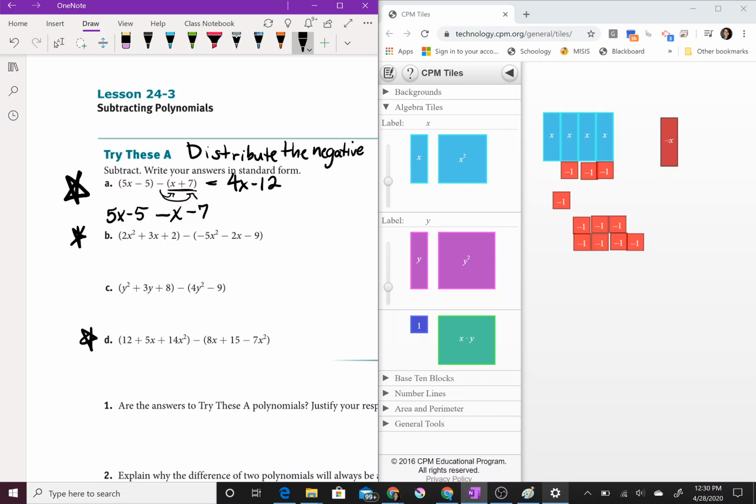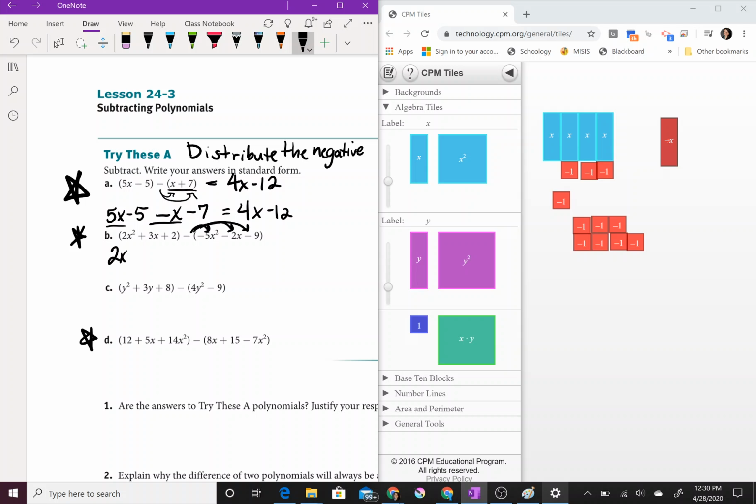But then after that, you go ahead and combine like terms. 5x minus x, that's going to make your 4x. Negative 5 and negative 7 makes the negative 12. So either way made that. Let's do that with B and with C. Now let's try this without needing the algebra tiles. Let's just focus on how it would look if we were distributing the negative.